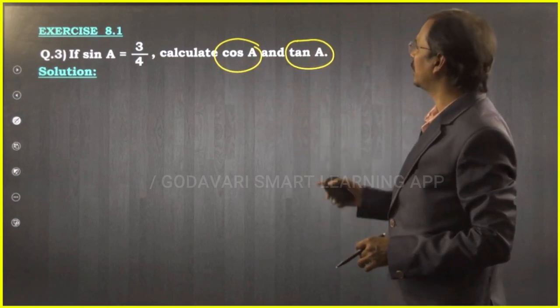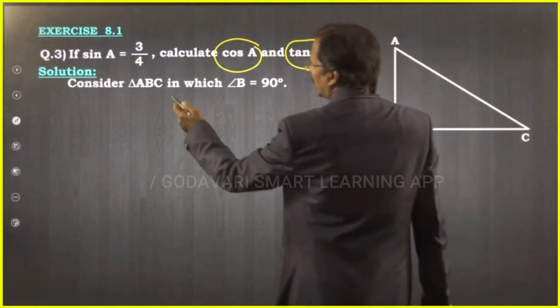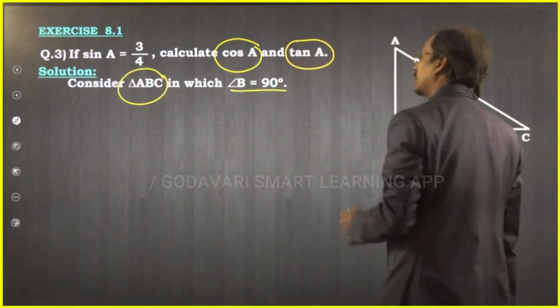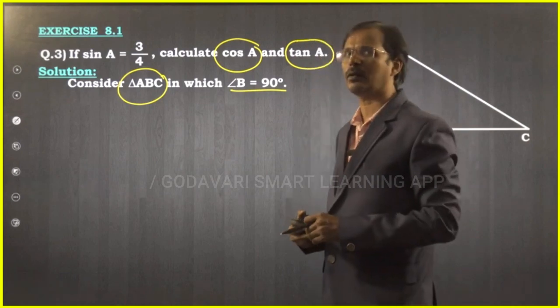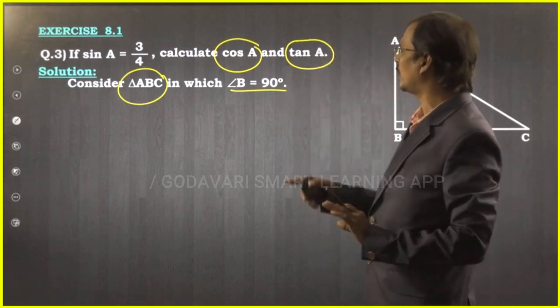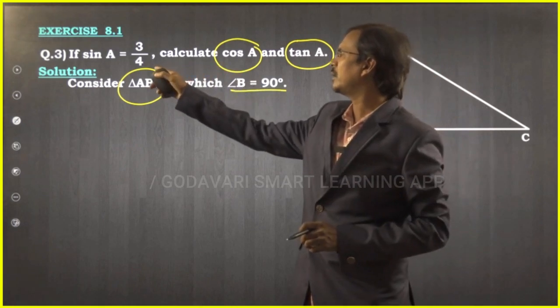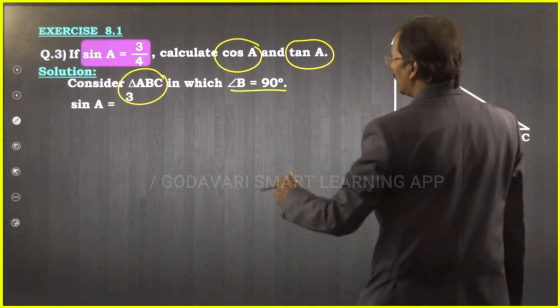So what should we do? We have to draw a right angle triangle. So consider triangle ABC, in which angle B is 90 degrees. We took triangle ABC as a right angle triangle with angle B as 90 degrees. Here they gave sin A is equal to 3 by 4.